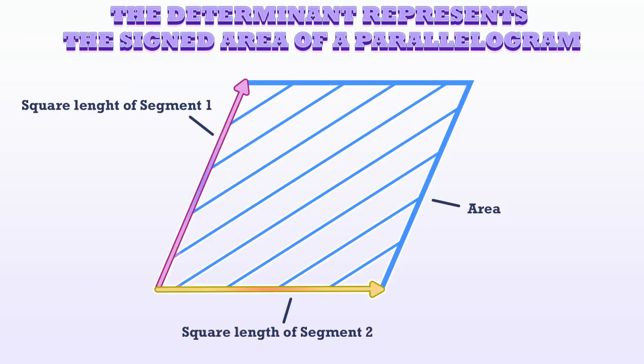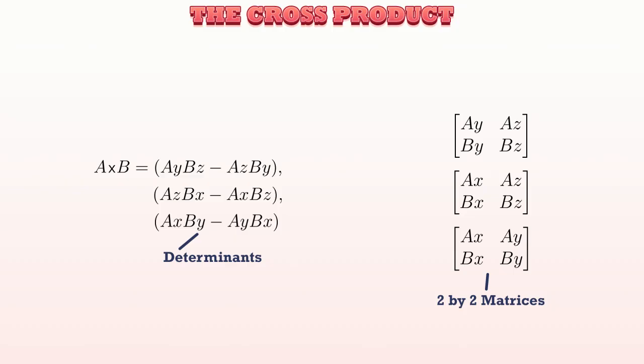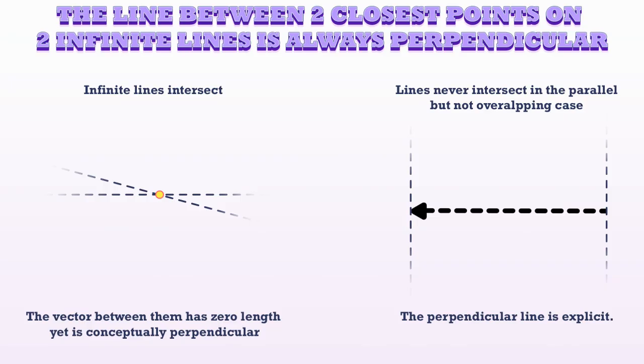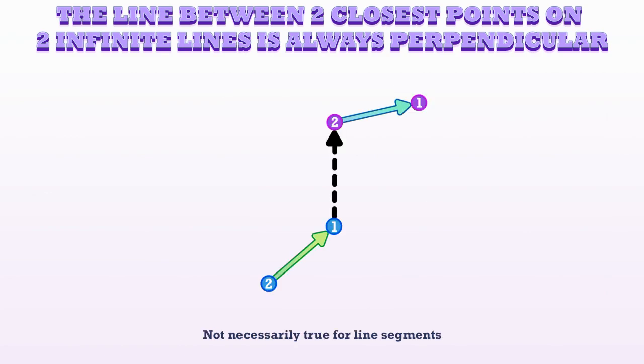Geometrically, the determinant represents the signed area of the parallelogram formed by the matrix's column vectors, so it can be positive or negative. Each component of a 3D cross product is itself a 2x2 determinant. The cross product calculates the vector that is perpendicular to two vectors. The vector connecting the two closest points on two infinite lines is always perpendicular to both lines. However, this is not necessarily true for line segments.